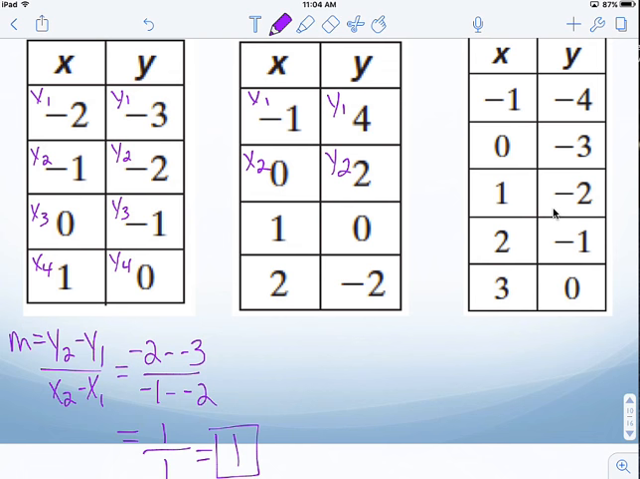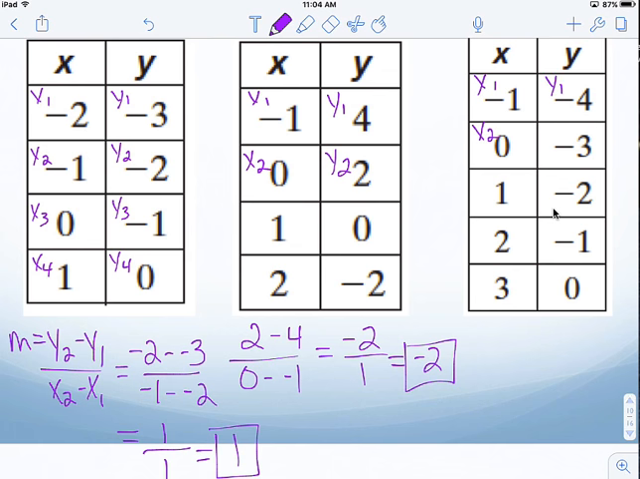So if I use this, we would have 2 minus 4 over 0 minus negative 1, which is the same thing as negative 2 over 1. So my slope is negative 2. Finally, same thing on the last one. I have my first point, I have my second point. So negative 3 minus negative 4 over 0 minus negative 1 is equal to 1 over 1. So my slope is 1.